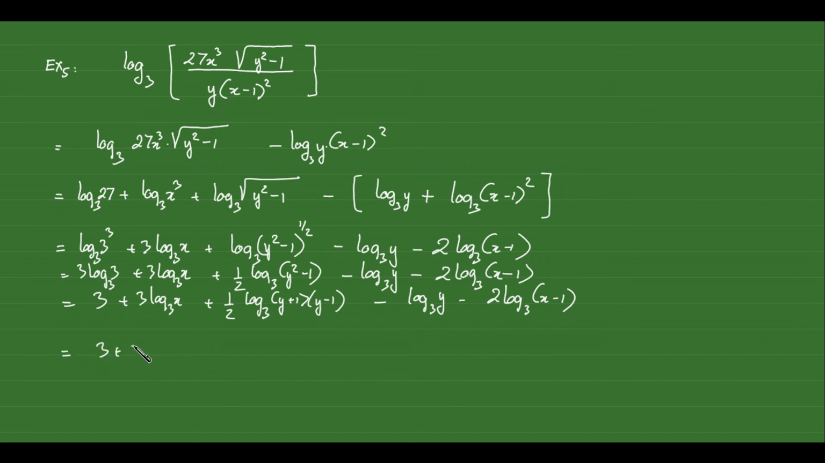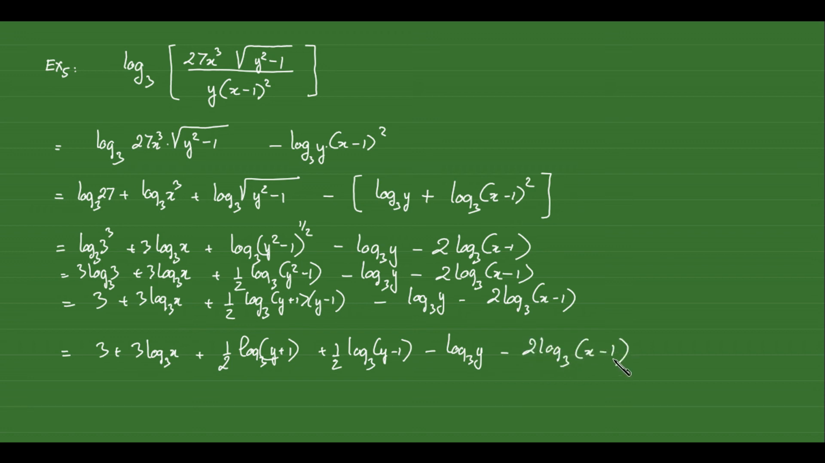Now I'm going to keep this one too. So log base 3 of x. This is log of the product one more time, so I'm going to go ahead and split them up. Because over here there is a half, and remember that a log of a product gives you a sum, and in front of the sum we have a half, so we have to distribute it to each of them. So this is log base 3 of y plus 1, plus a half log base 3 of y minus 1, minus log base 3 of y, minus 2 log base 3 of x minus 1.